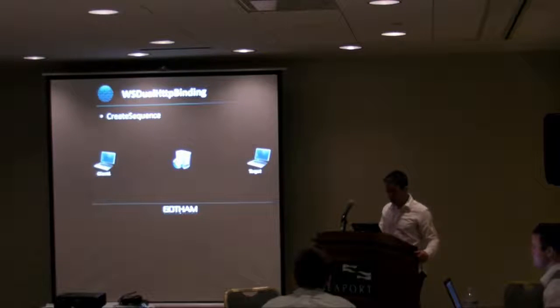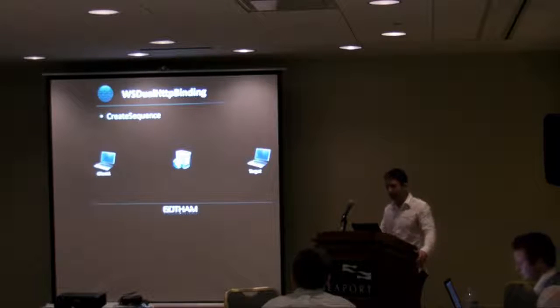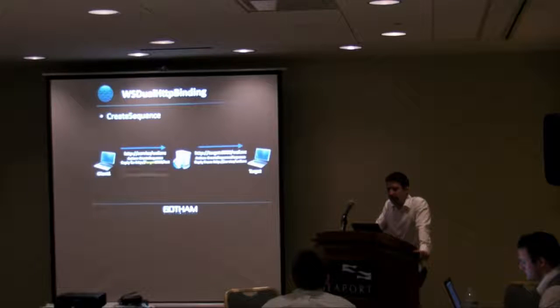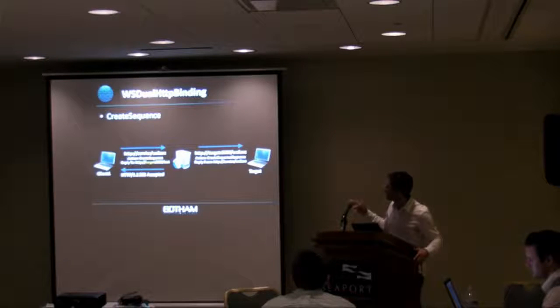This involves three machines: a client, the same service, and then a machine we'll call target. So the client sends its create sequence request to the service, except this time, if you'll notice in the reply to address, it says reply to target on port 8000. So what the service is going to do is send that create sequence response to the target on port 8000. It's then going to send back to the client an accepted message.